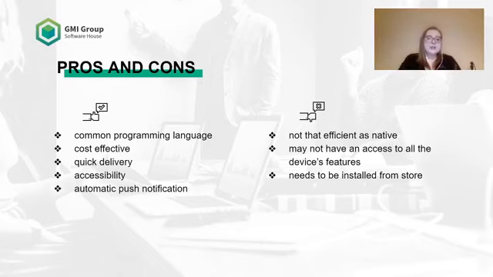Also, the hybrid app may not have access to all the device's features, like the most advanced ones. So you need to tell your developers, your software house, beforehand what features exactly you want to get before deciding on the kind of application, because it may happen that you need to go for the native app. And as before, it needs to be installed from the store. So it is a pro that it is available in the store, but still you need to get users to download it and to use it.